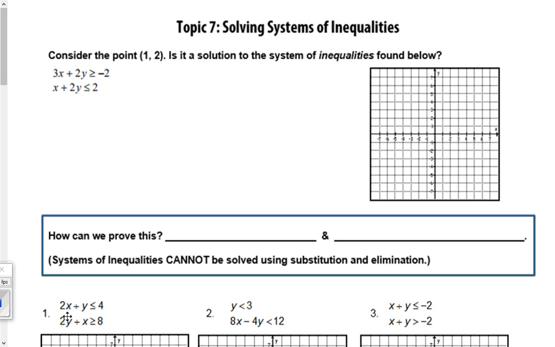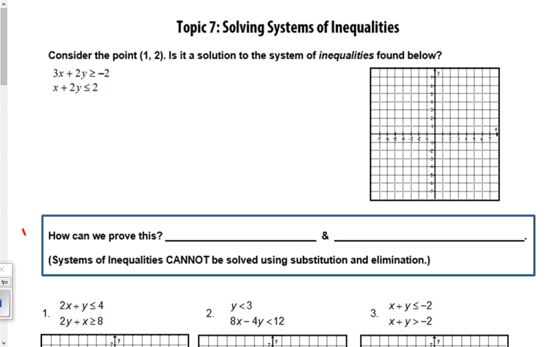Okay, so we are going to cover our last topic in our unit over systems of equations, and it is actually a topic over systems of inequalities rather than equations. So if you look at this first problem, it says consider the point (1, 2). Is it a solution to the system of inequalities found below?